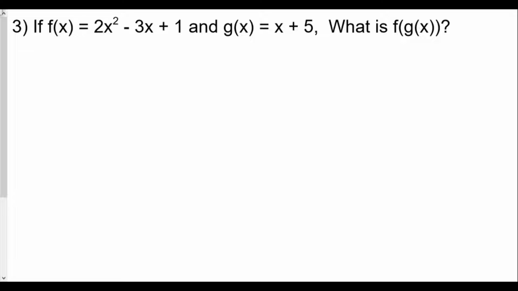Welcome. This is our MRS21 Fall 2021 File Review, question number 3. We're doing a number of different questions here. The third one is going to be talking about what's called a composition of functions.